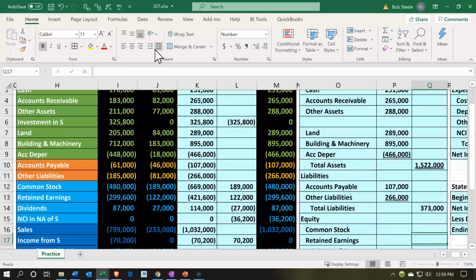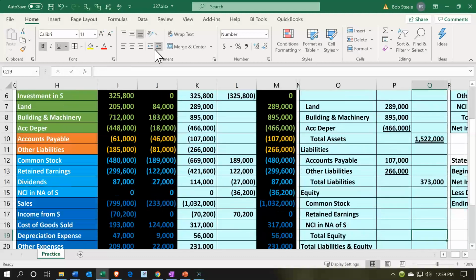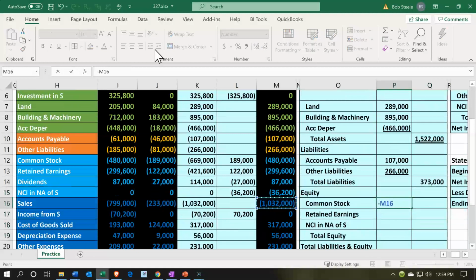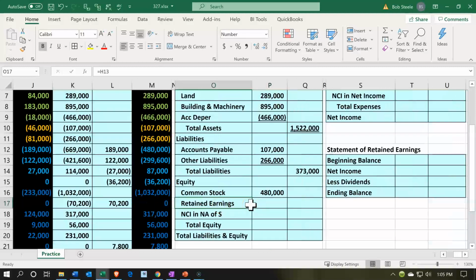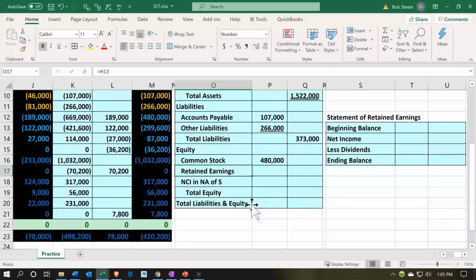And then the equity. Here's where new stuff happens. Here's where stuff's going to happen that's new. So we're going to say the common stock is going to be this one. Retained earnings. Now, this is something we typically get from the statement of retained earnings, but we can do it here now because we have a beautifully formatted trial balance over here.